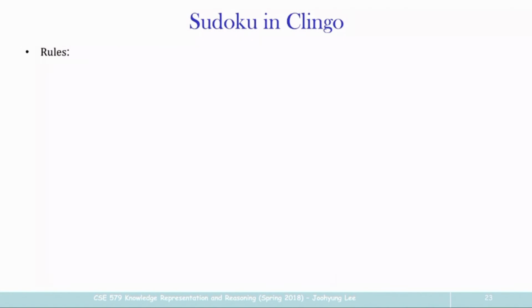How do we solve this Sudoku in Clingo? I have 9 minutes left, so I think I can finish this. Numbers 1 through 9. Okay, so this is easy. And I'm going to show you these rules, and you try to read it in English.